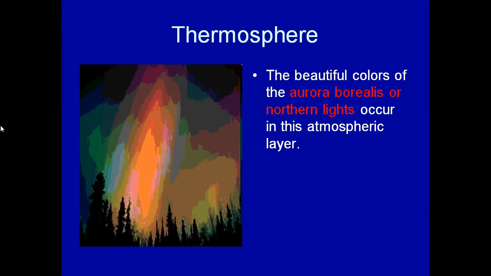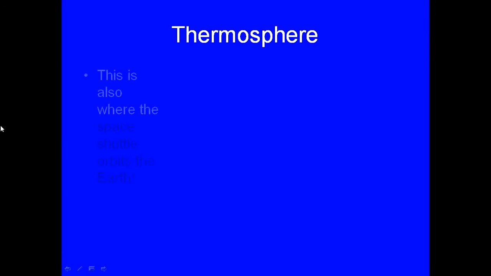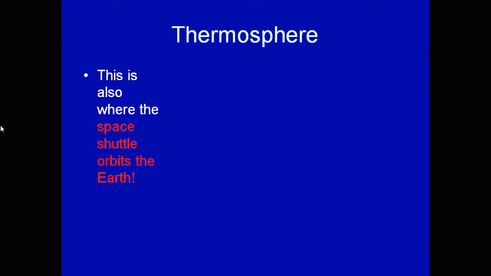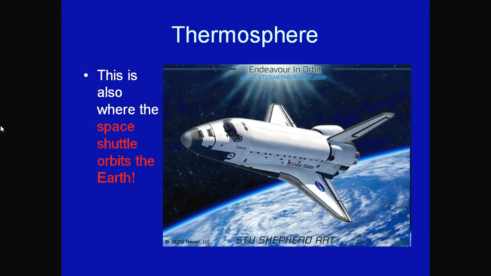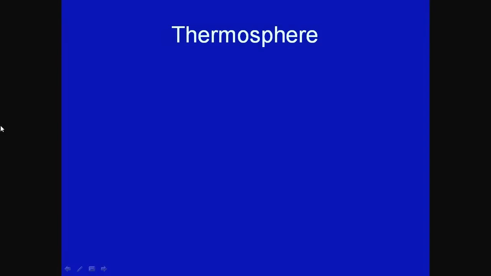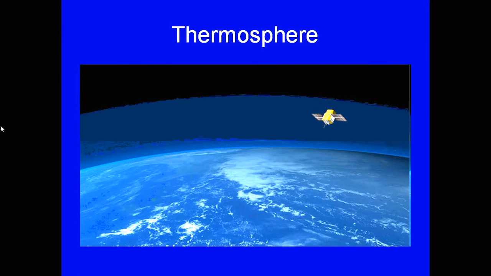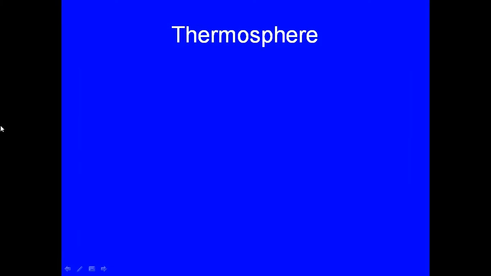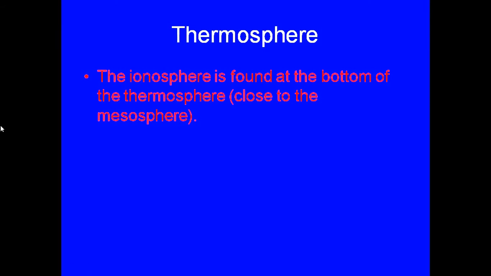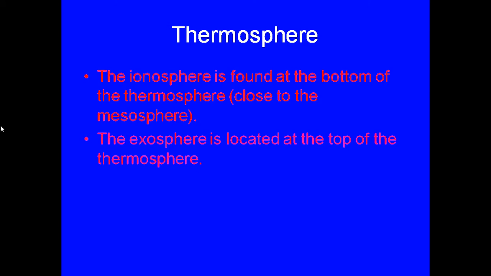The beautiful colors of the aurora borealis, or northern lights, occur in this atmospheric layer. This is also where the space shuttle orbits the Earth. Notice the orbiting shuttle. The ionosphere is found at the bottom of the thermosphere, close to the mesosphere. The exosphere is located at the top of the thermosphere.